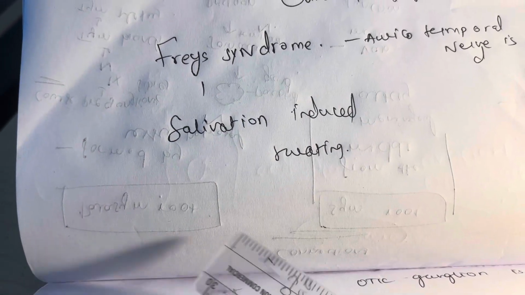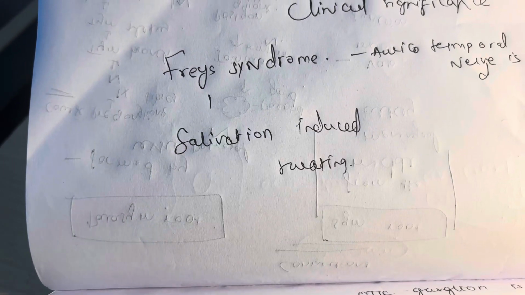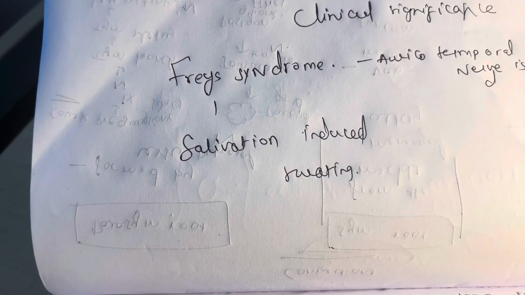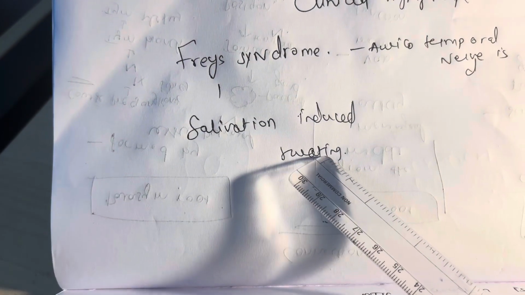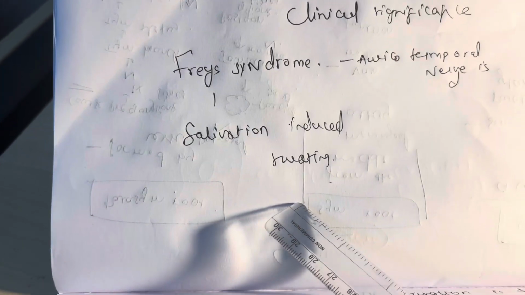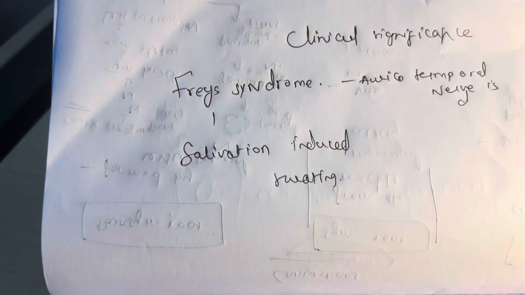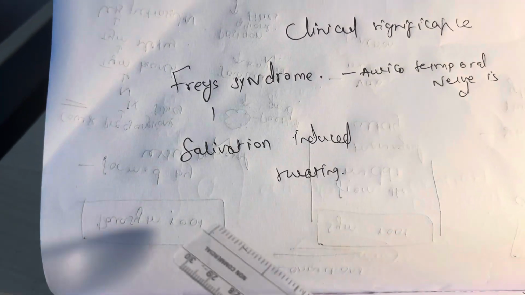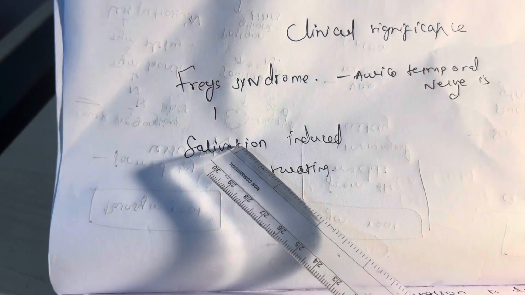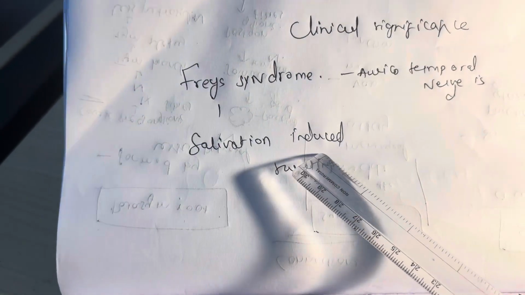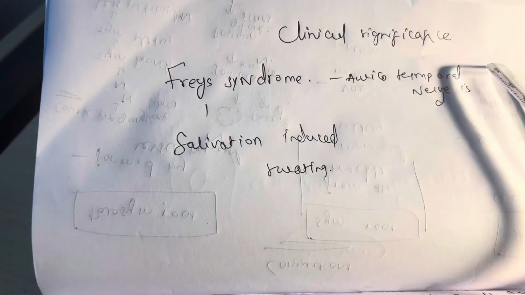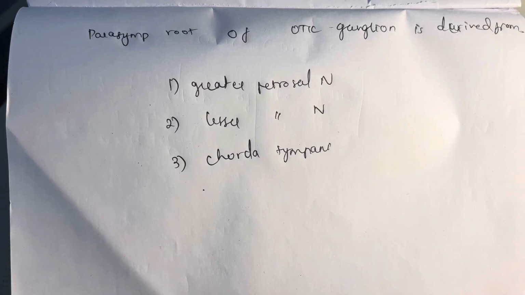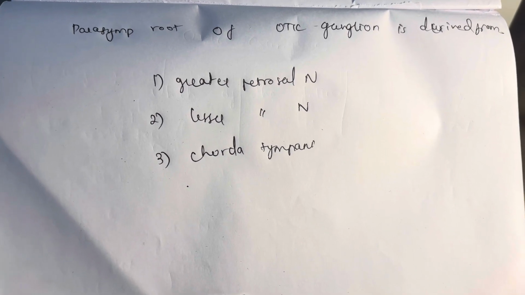When is salivation induced in the body? When we are having some meals. So at that time sweating occurs, especially near the ear region. So this is called Frey syndrome, which is nothing but salivation induced sweating. That means whenever the salivation is taking place, the sweating is taking place simultaneously, and it is occurring due to the damage of the auriculotemporal nerve. Now that is all about the otic ganglion.